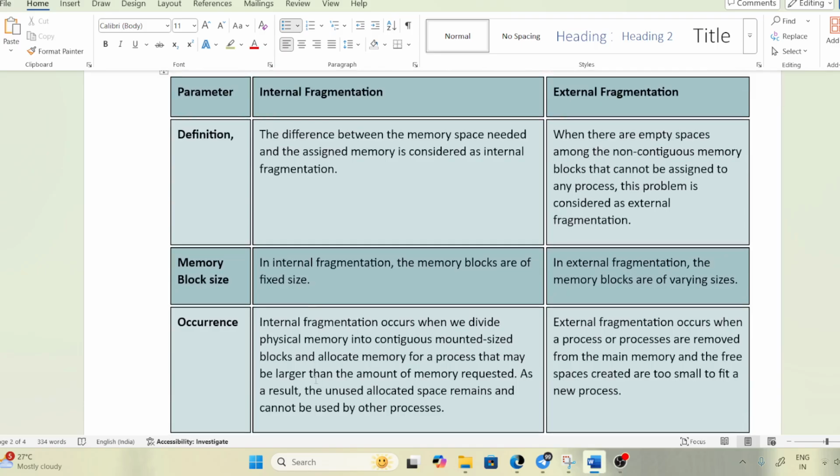Okay, so we are having the unused space over here. Now what is external fragmentation? When there are empty spaces for a non-continuous memory block which cannot be assigned to any process, this problem is called external fragmentation. External fragmentation blocks memory for varying sizes. It occurs when a process is removed from the main memory and the free spaces are too small to fit a new process.